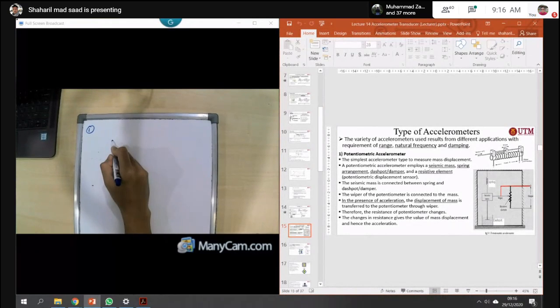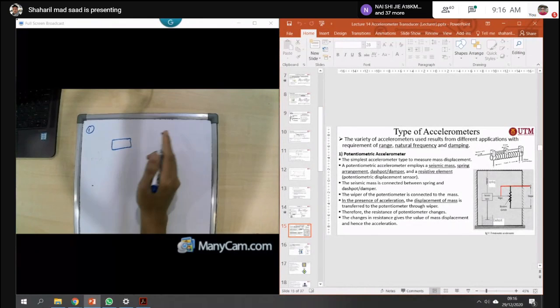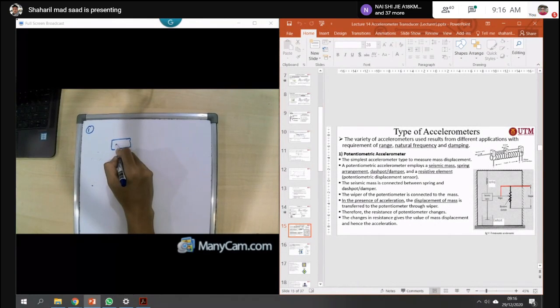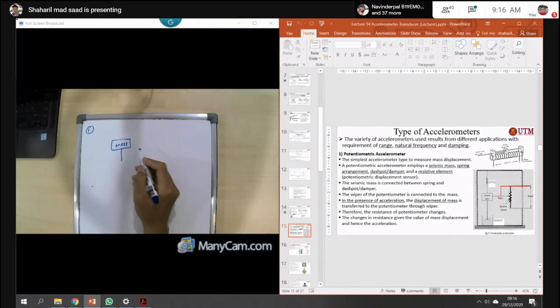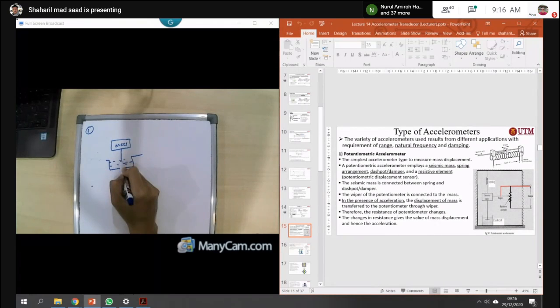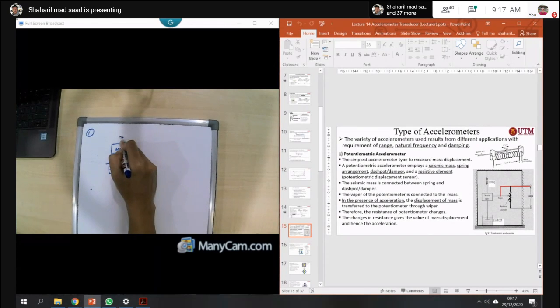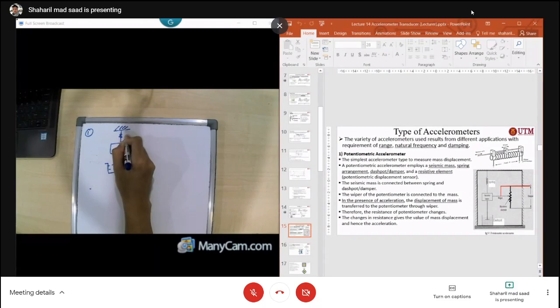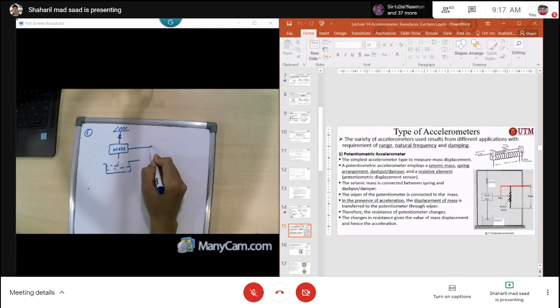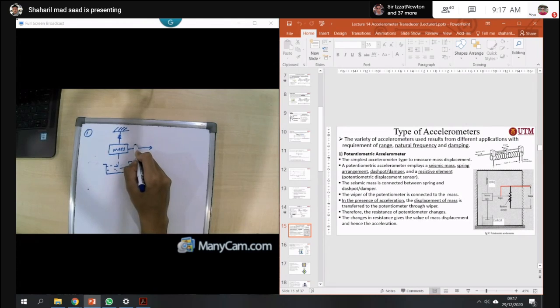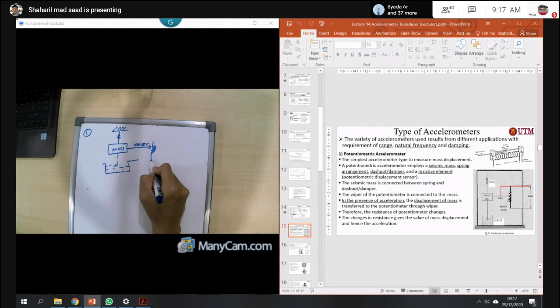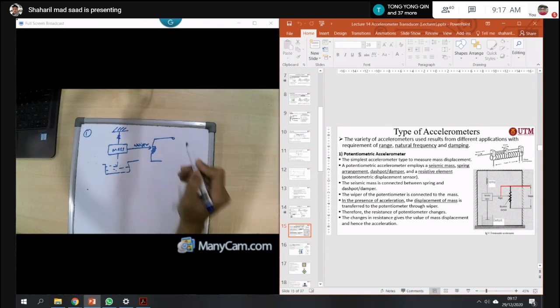It contains the seismic mass. Any type of accelerometer will contain the seismic mass. This is the mass, and then it is connected to a dashpot here. The dashpot is like your damper, and then you will have some spring here. This is your rigid body, and then you will have a wiper here, and then it will have what we call a variable resistor here.